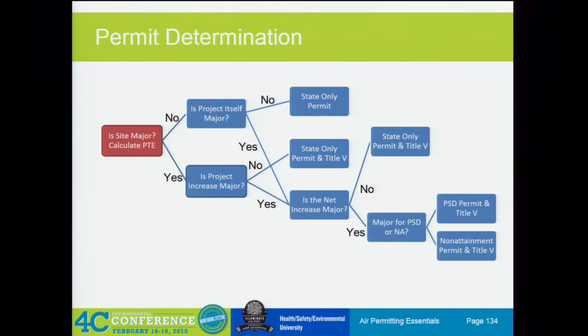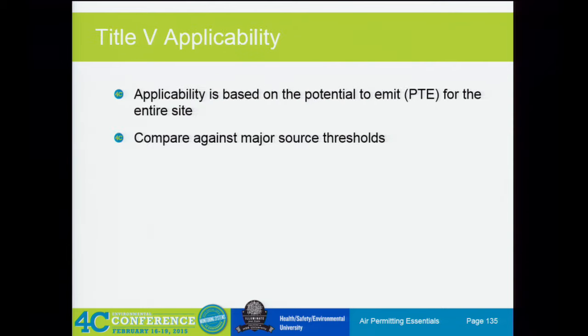So we created this flow chart to help walk us through determining what type of permit we would need to apply for. The very first question that's asked is, is the site major? In this case, we need to calculate our PTE to determine whether or not our site is major. Applicability is based on the potential to emit for the entire site, and you would then compare that against your major source thresholds. So without looking ahead, does everybody remember what our Title V major source thresholds were?